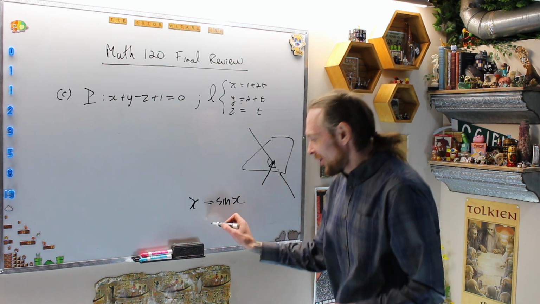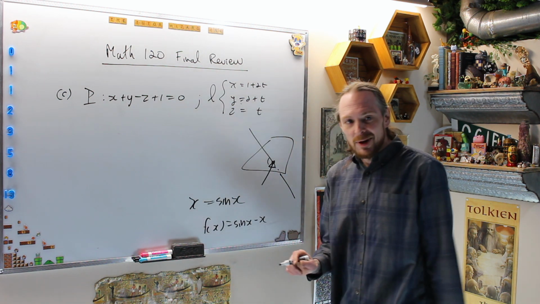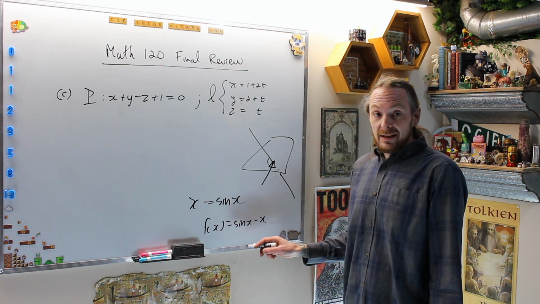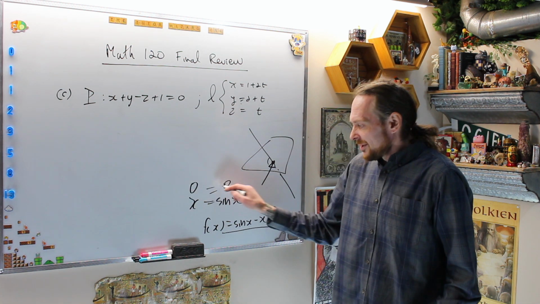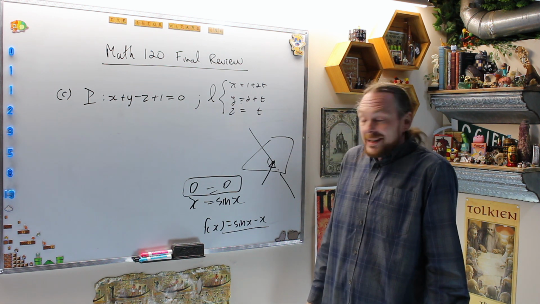Can you show that this function f of x equals sine x minus x has exactly one real root? Now I'm talking about too much calculus. We're doing linear algebra, but I could show there's a unique solution to this. What is it? 0 equals 0. Sine of 0 is 0, so the only solution is 0. And then they're never going to intersect again.